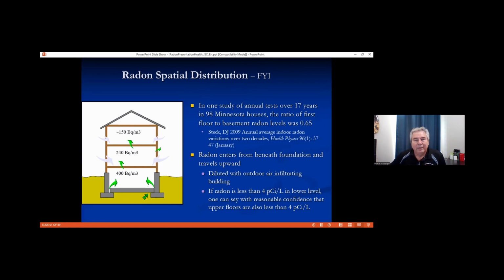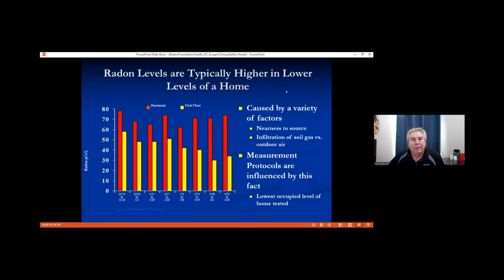So once we see higher levels on a specific higher floor, that's usually an indicator that we have radon in water, if you have a well. So here's some studies that were done, and it pretty well shows that in the basement is where we always see the highest levels.